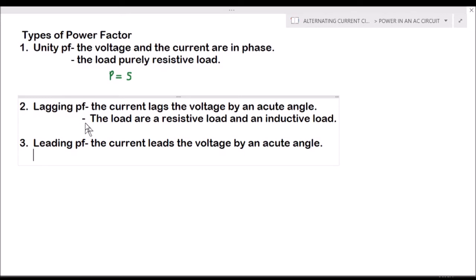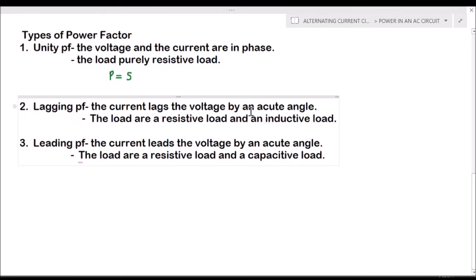Okay, so if in a circuit the current leads the voltage by a certain angle, then going back to the behavior of R, L, and C circuits, your load must contain, of course, a resistive load and a capacitive load. Because if the load is an ideal capacitor, your current leads the voltage by 90 electrical degrees. So that is leading power factor. For the leading power factor, your load has a capacitive load. For the lagging power factor, your load has an inductive load.